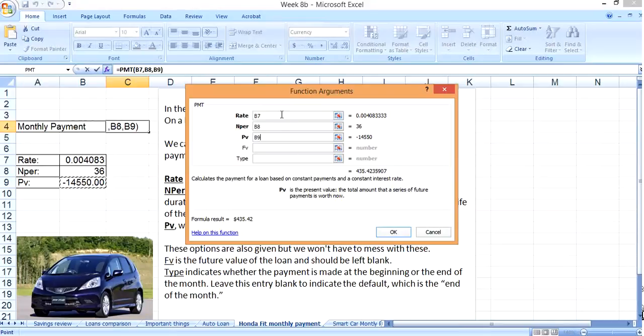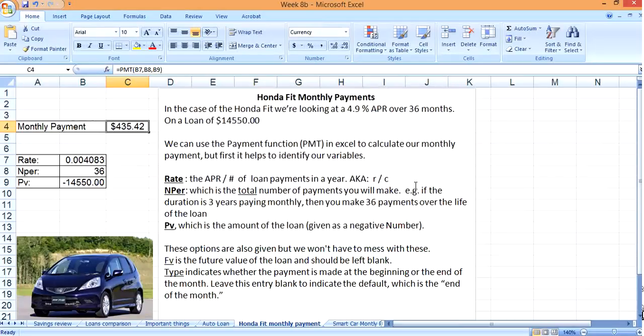Notice too, in this function arguments box, it says rate is the interest rate per period of loan. For example, use 6% APR. Okay. So if you can get to this window on the final exam and you're not exactly sure what to put in here, you can look right here and it tells you exactly what to put in. So when we click OK, we're going to end up with $435.42 for our monthly payment.